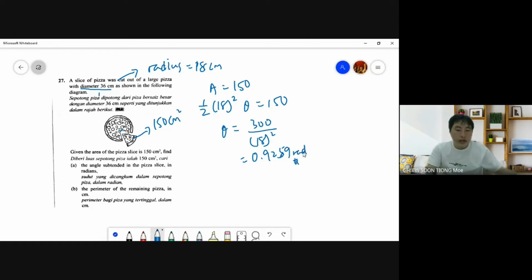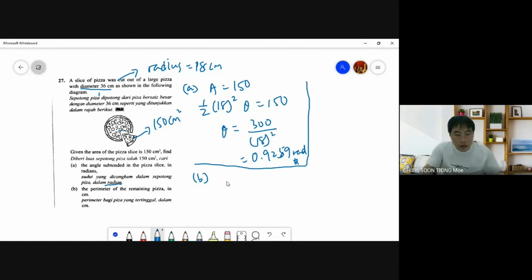Radian. Okay, because the question asked for radian. This is question A. Question B: the perimeter of the remaining region in cm. For the perimeter, you have to know it. Okay, the first question I solve first.